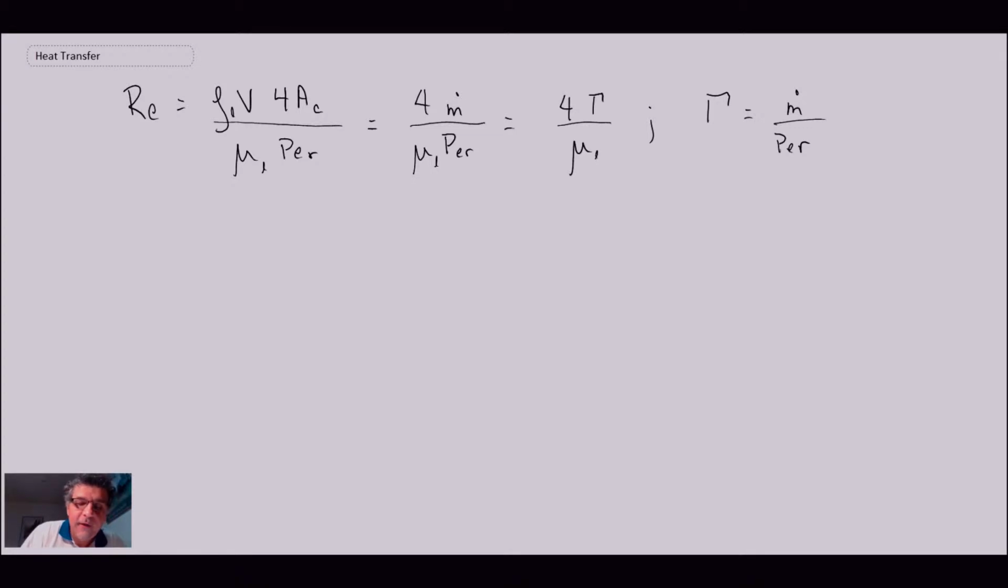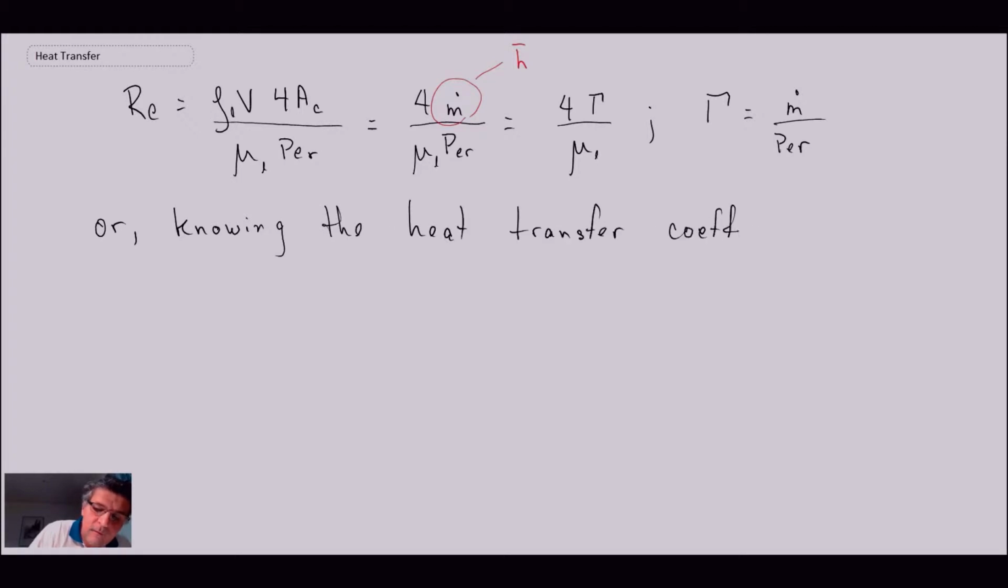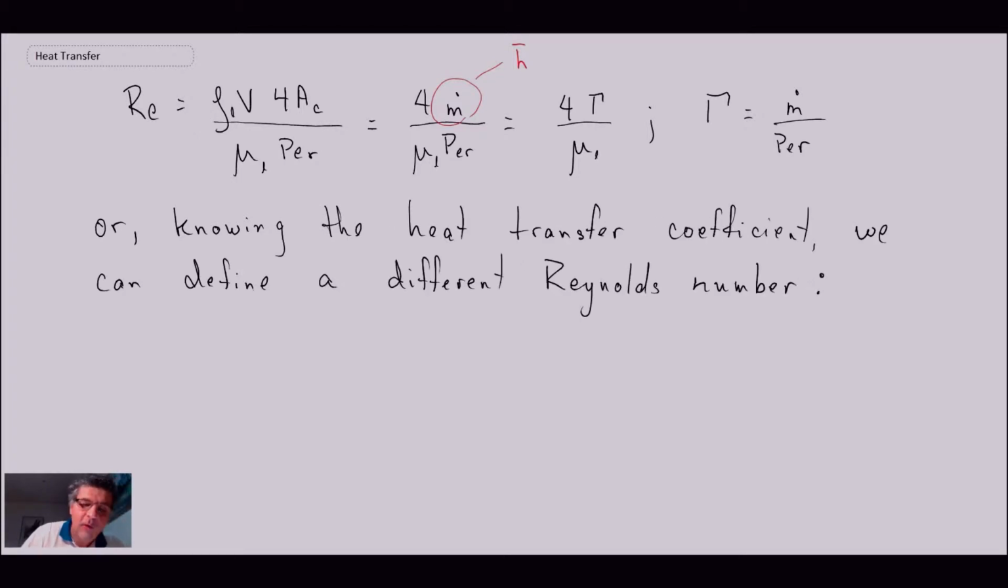Now there's another form of the Reynolds number that we can come up with, and for that one what we do is we take this and we relate it to the convective heat transfer coefficient, and I'll show you how to do that in a moment here. So what we can do, we can come up with yet another Reynolds number, and for this one I'm going to use Newton's law of cooling.